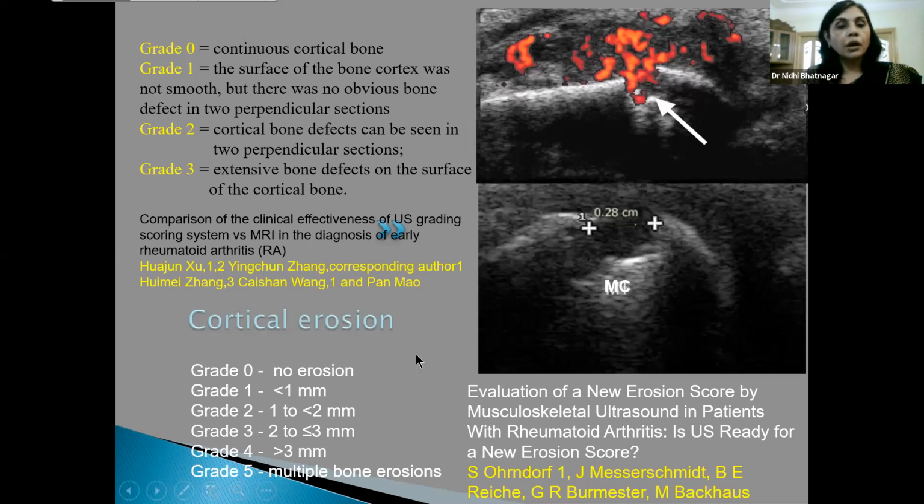So another grading system was brought by Backhouse again, and he said that grade 0 is no erosion, and this is a kind of quantitative assessment. Grade 1 was less than 1 millimeter of the size of the cortical erosion, grade 2, 1 to 2, grade 3, 2 to 3, grade 4 was greater than 3 millimeters, and grade 5 when there were multiple bony erosions.